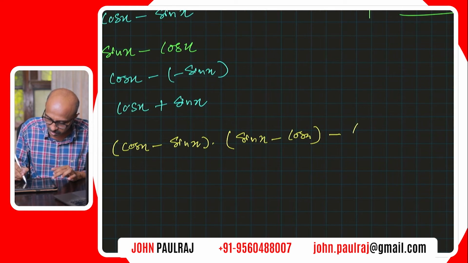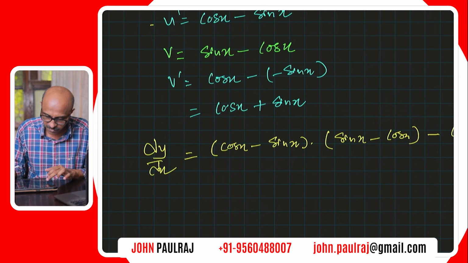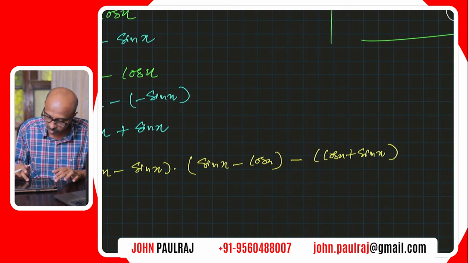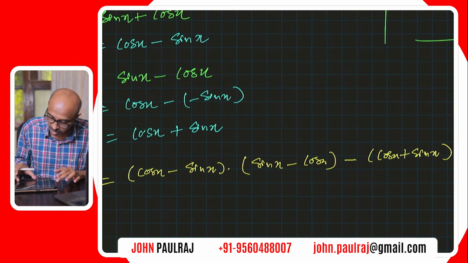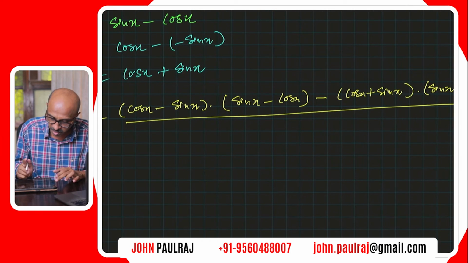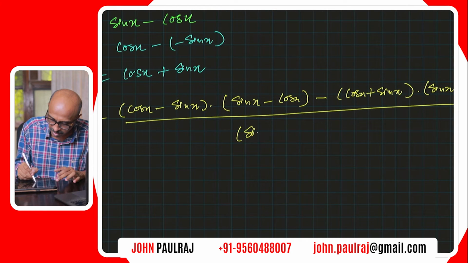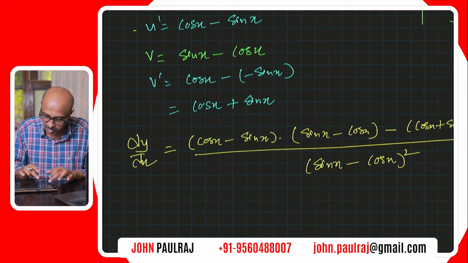V prime was cos x plus sine x. It's getting longer, and that's v prime, and u is sine x plus cos x. Same term, sine x plus cos x. All right, this is just the numerator. Do not forget the denominator. The denominator is v square. So it is sine x minus cos x the whole square. Okay, that's v. V was sine x minus cos x. So that comes in the denominator whole square.